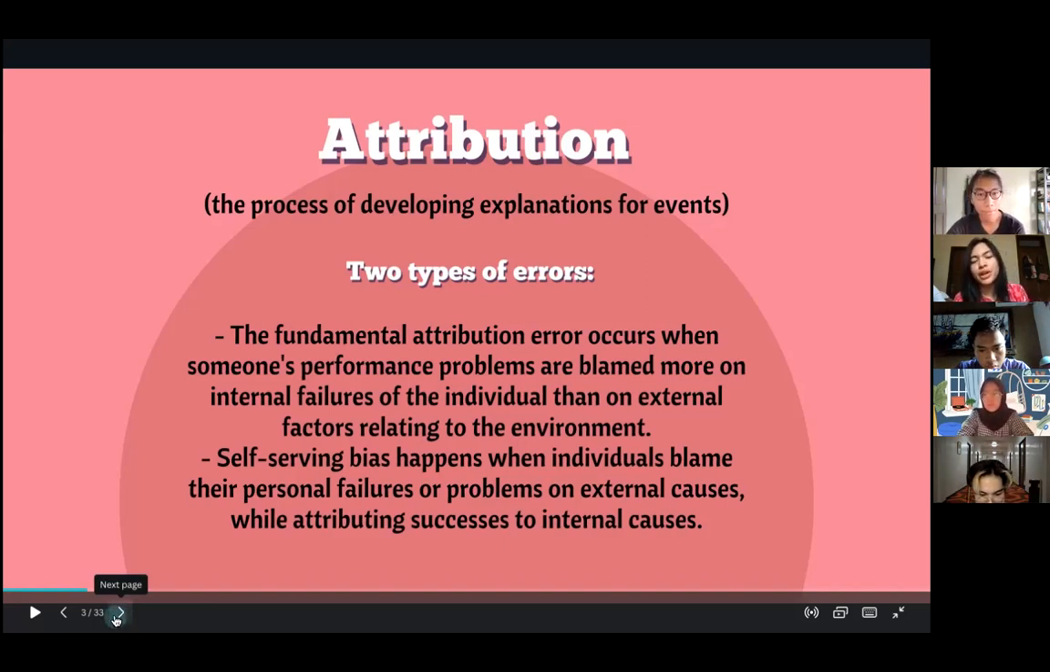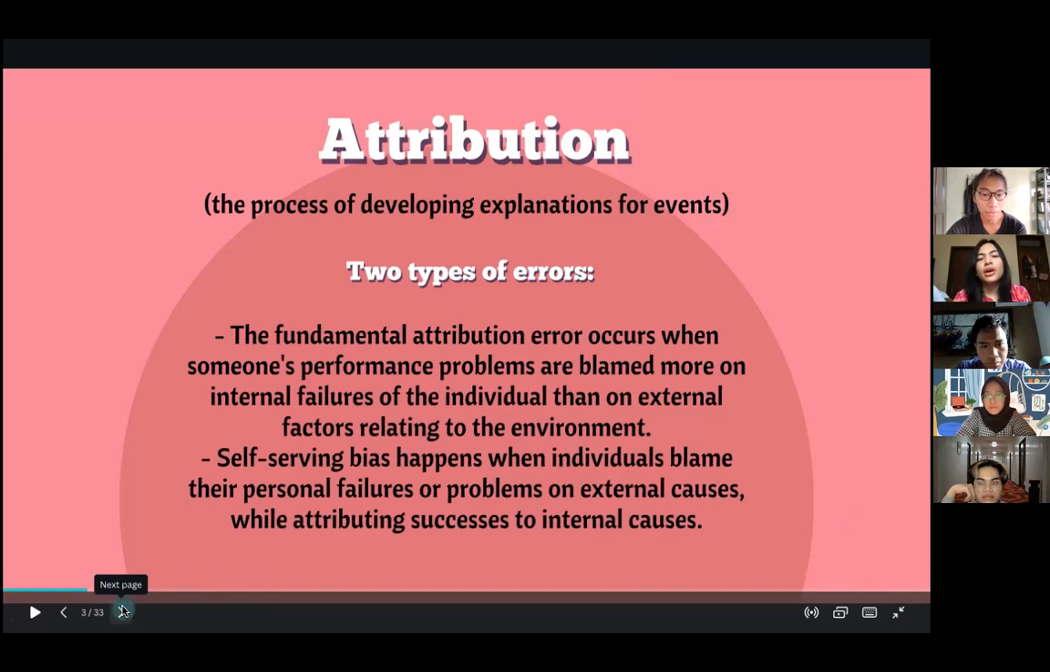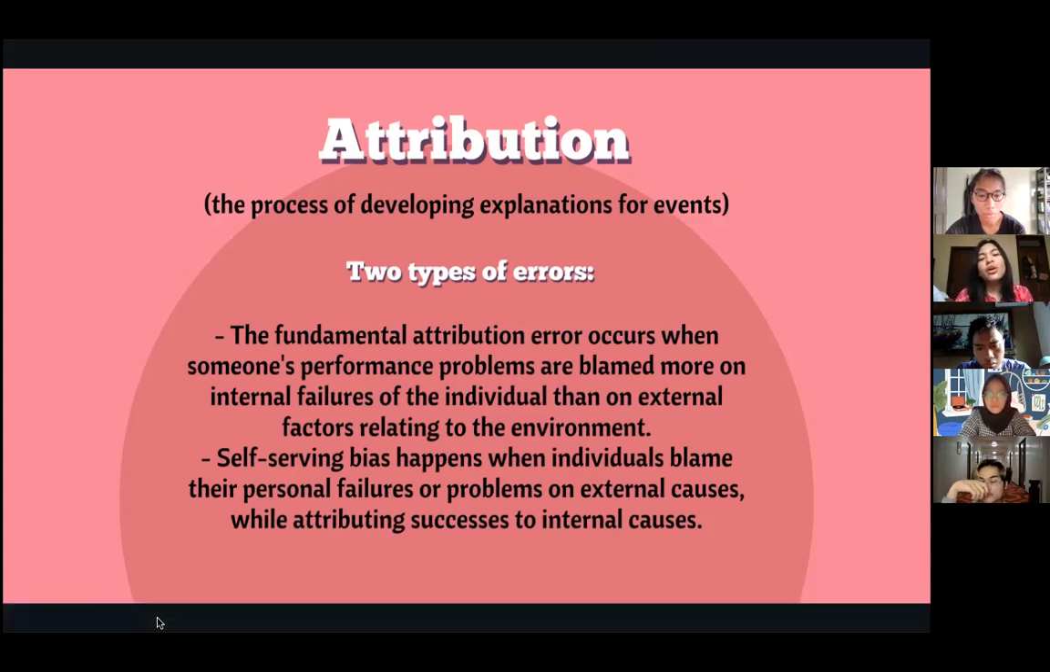The first one is fundamental attribution error, which occurs when someone's performance problems are blamed more on their internal failures or of the individual than the external factors. For example, when a team leader sees that their member or their employee is underperforming, then this team leader continues to blame it on, oh, this person is lazy, or oh, this person is not smart enough, not clever enough, when in reality there are also external factors that might contribute to that, such as time pressure or their personal problems happening in their daily lives.